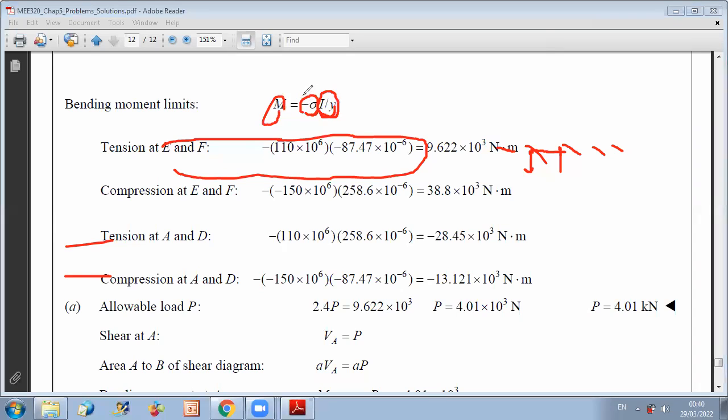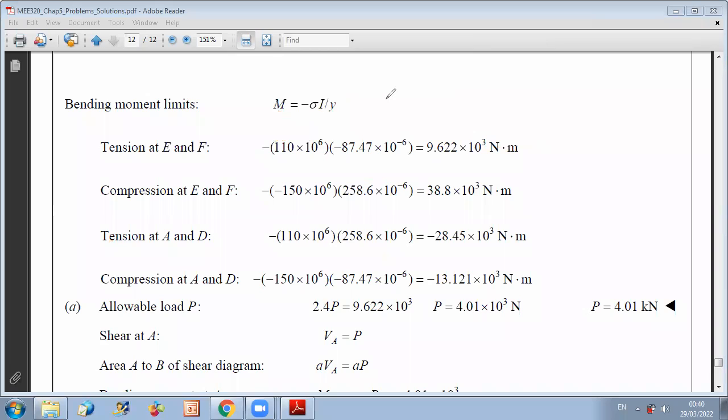You can directly say, since I am interested in a limit, I want to find the limit of bending moment, and I have four critical values. What are the critical values? Okay, first, if you have a positive bending moment, a positive bending moment will cause a compression of the upper part and the tension of the lower part.